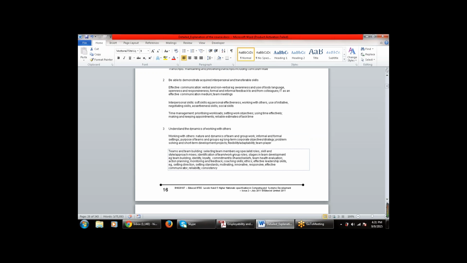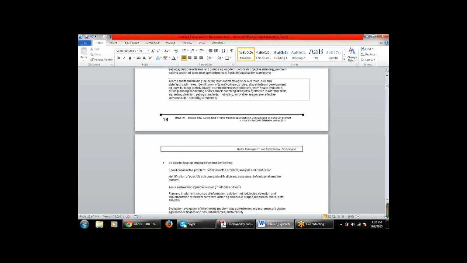Then that includes selecting the team members, for example the specialist role, skill and style, approach mixes, identification of the team, team health evaluation, action planning, monitoring. These are the various dynamics that are used in how to work with others.